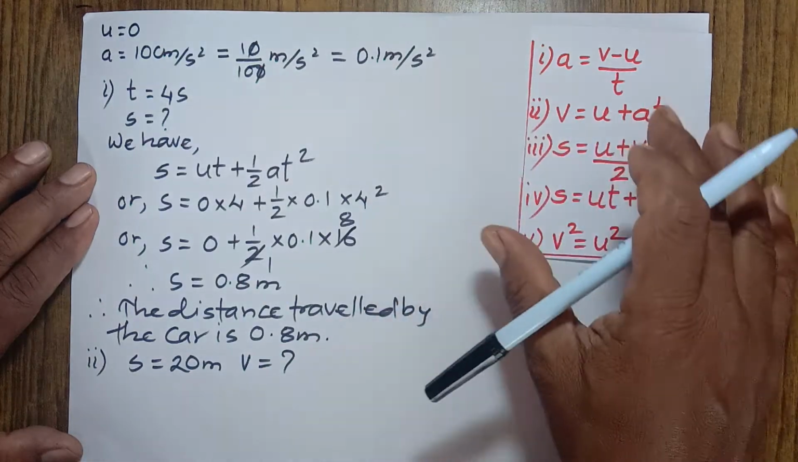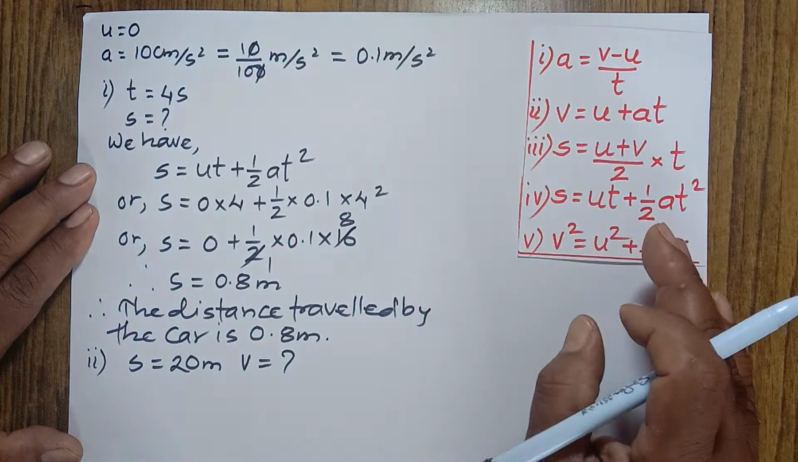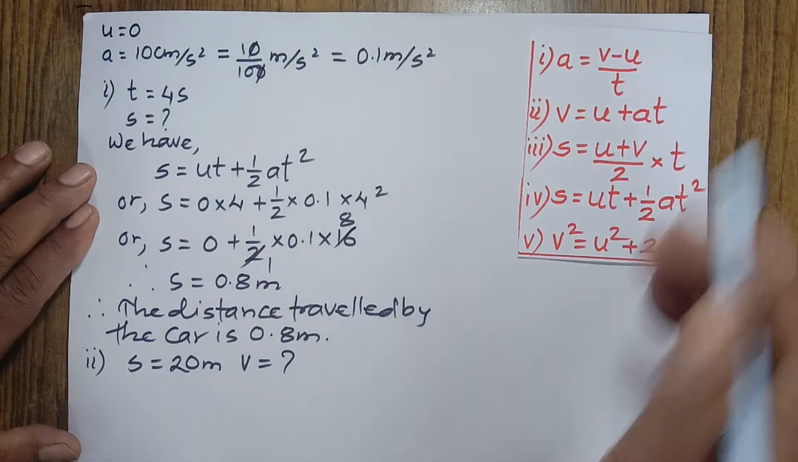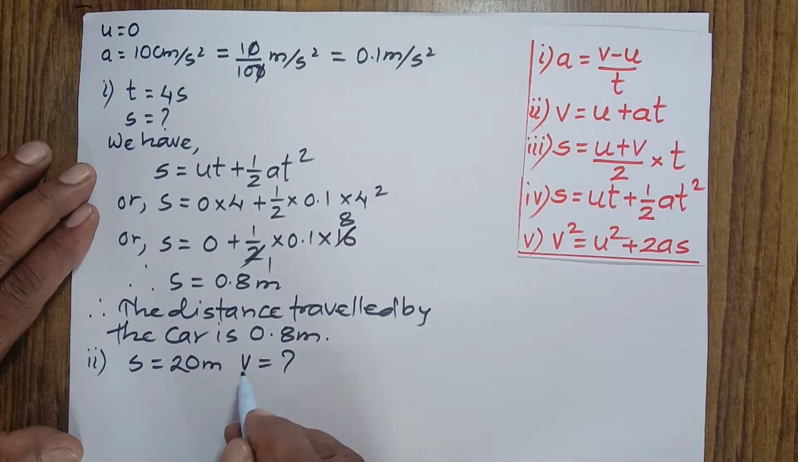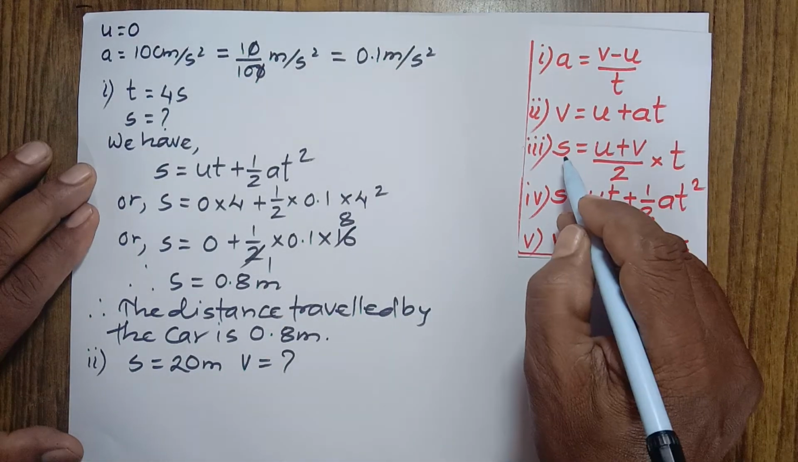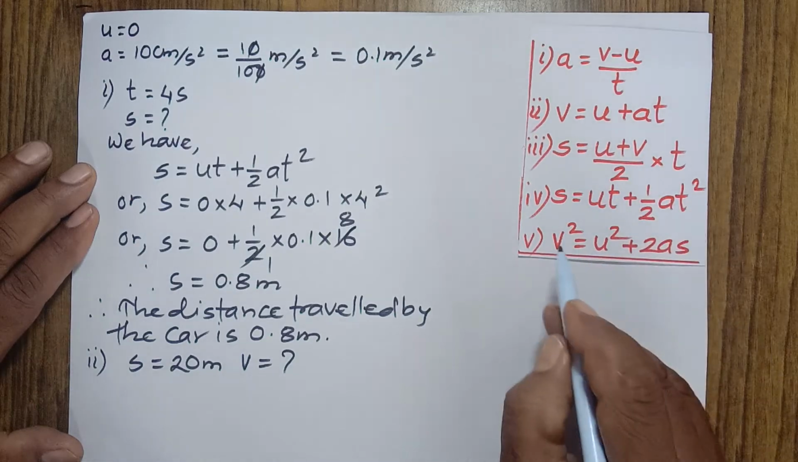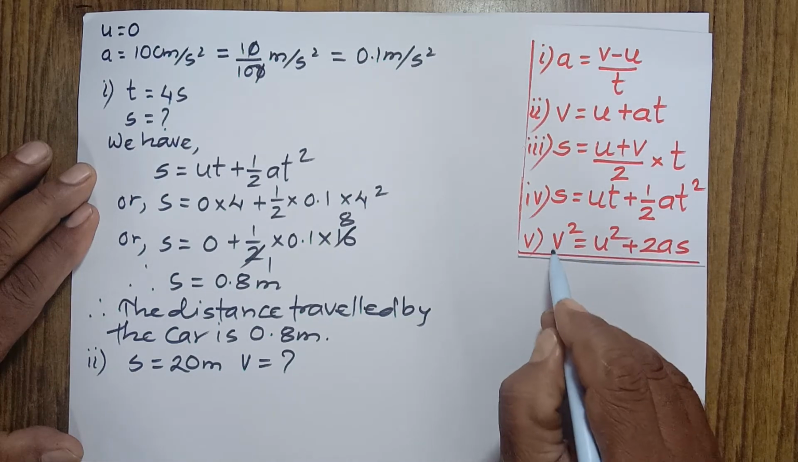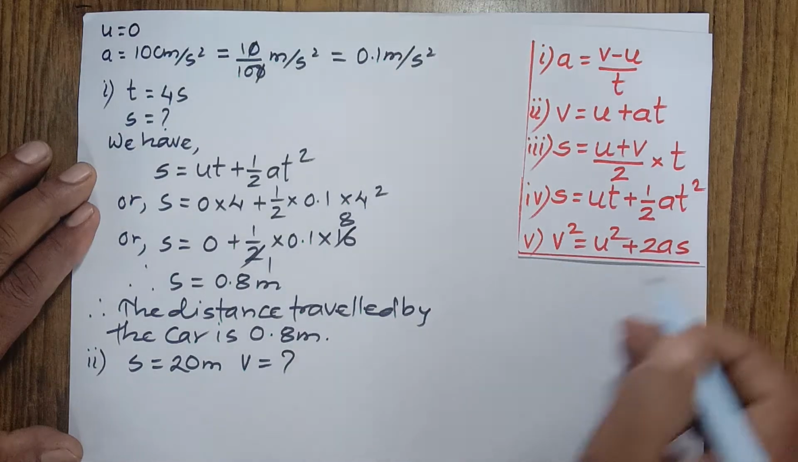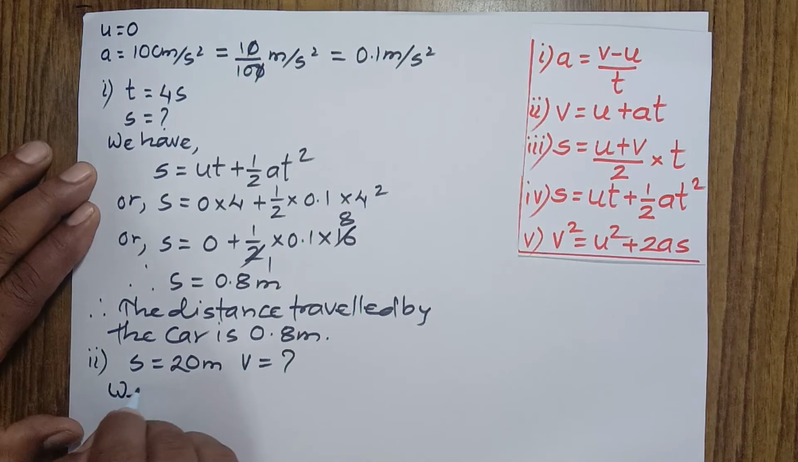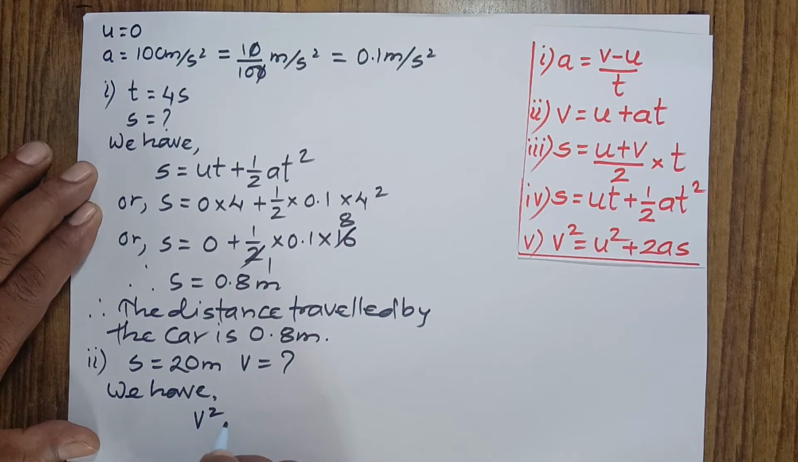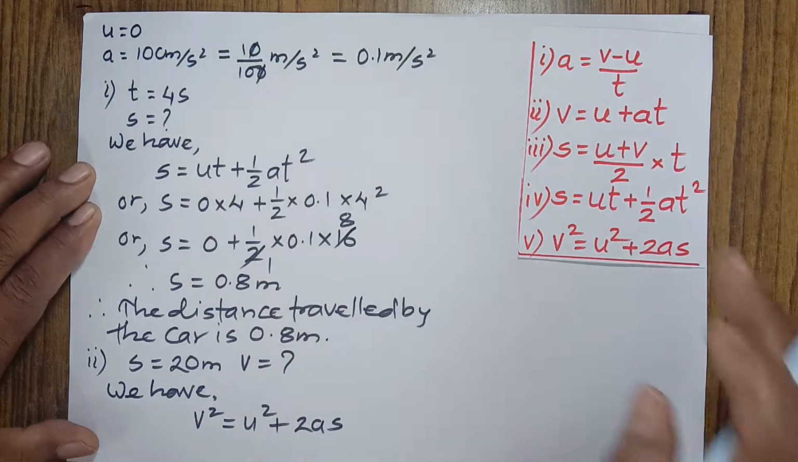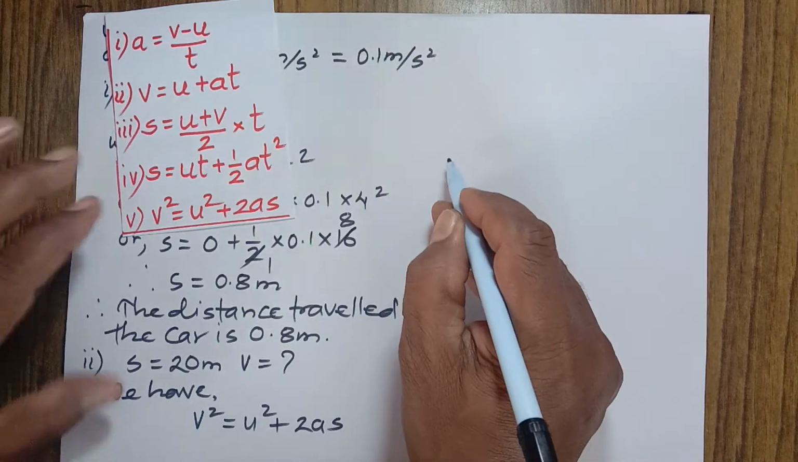If we have 4 information out of 5 information, then we can use any equation. But we have to solve that equation in which s is present and v is present. s and v both are present in this third equation, and it is present in fifth equation. But in fifth equation, v square, v is in left hand side, that's why I want to use this. We have v square equal to u square plus 2as. Okay, now let's go to this side.